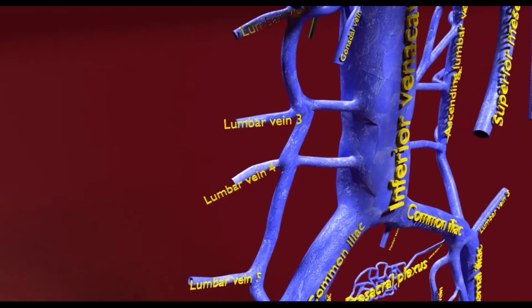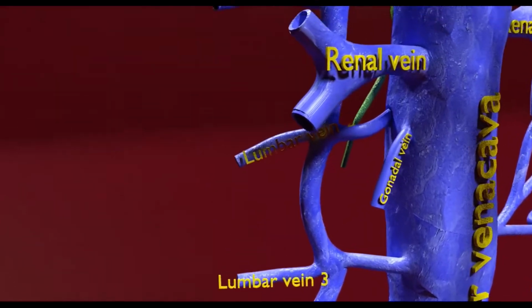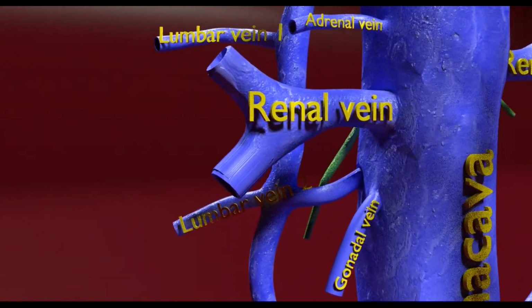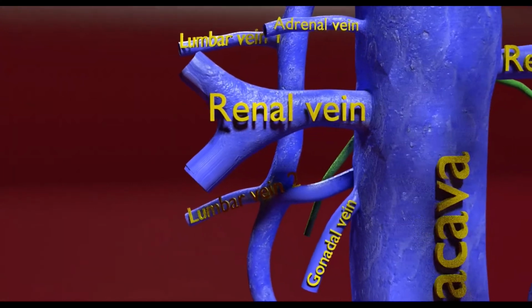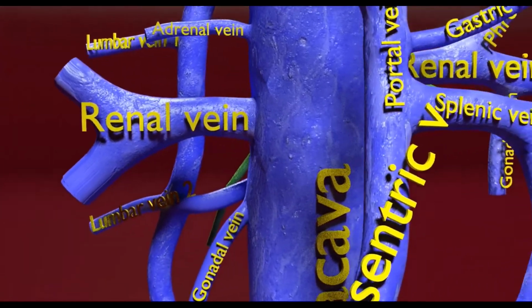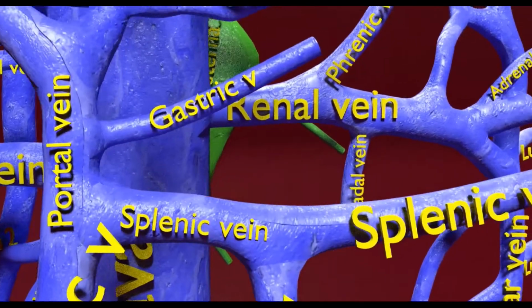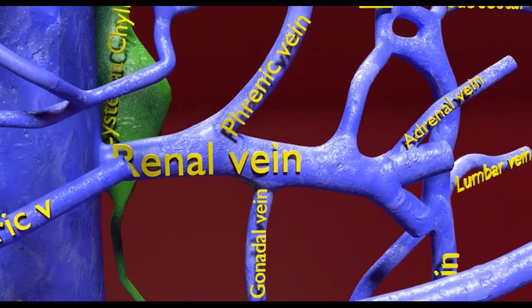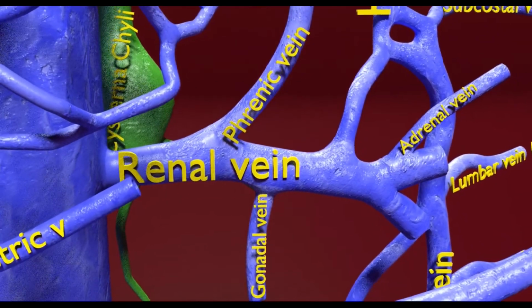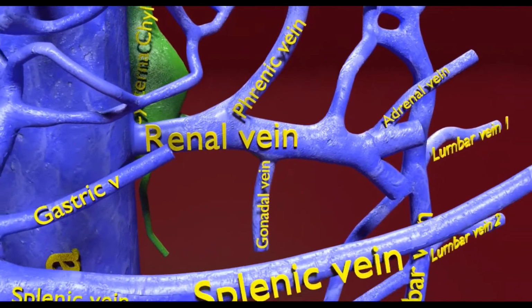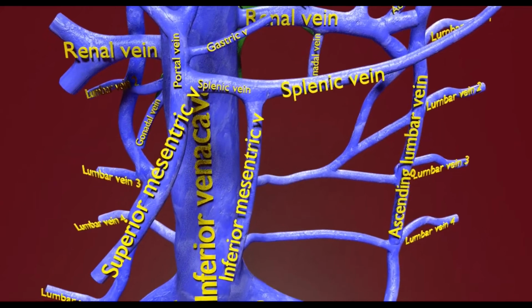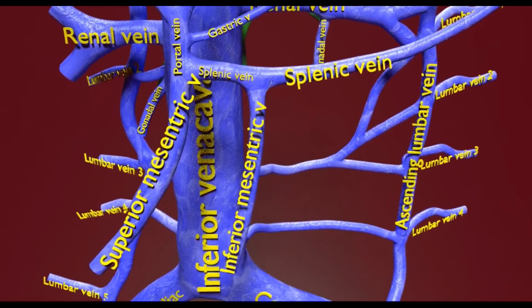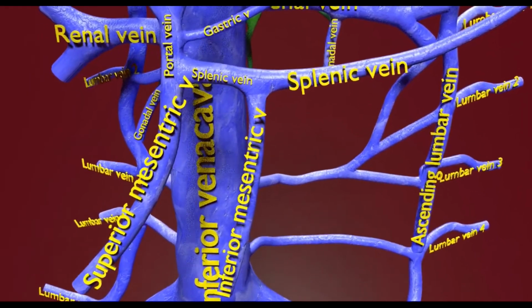The renal veins carry deoxygenated blood from kidney and drain into inferior vena cava. Phrenic vein drains into posterolateral aspect of inferior vena cava at the level of 10th thoracic vertebrae. Splenic veins carry the deoxygenated blood from spleen, stomach fundus and part of pancreas. It is a part of the hepatic portal system.